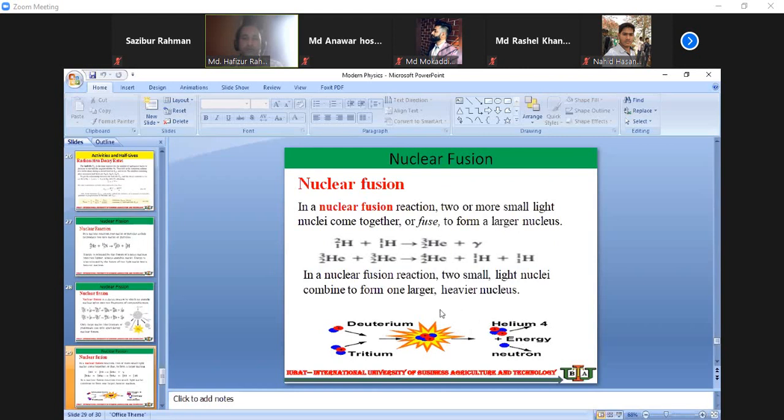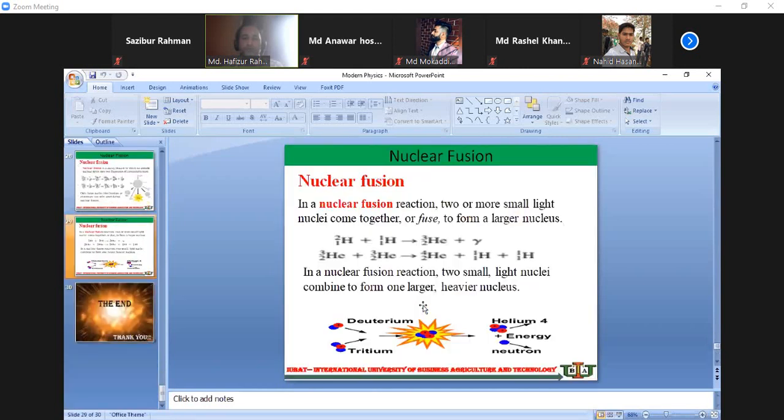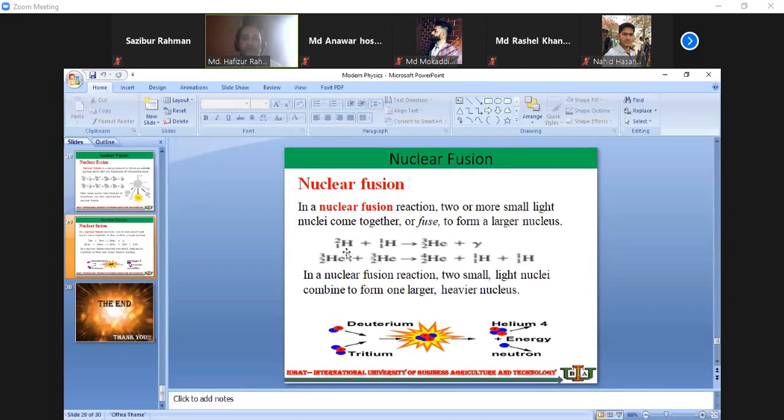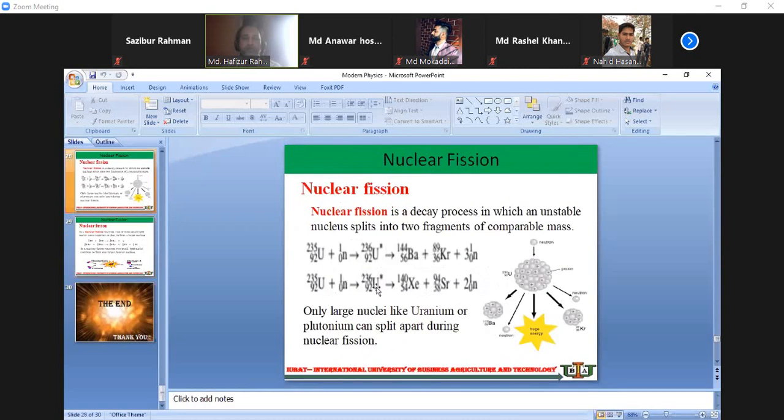Okay, so this is the end of the chapter. Here you have to learn what is nuclear reaction, what are the main two types of nuclear reaction, and the explanation of nuclear fission and fusion reaction with examples. All these examples of fusion and fission, these nuclear reaction examples, you have to learn.